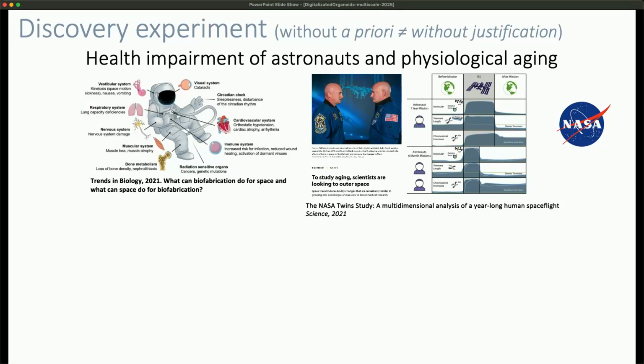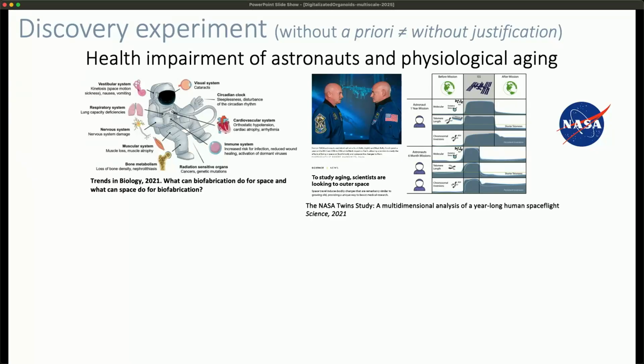So let's use this example actually of a discovery experiment. Clearly we didn't know what to expect about this experiment, but that doesn't mean that we do not have any justification to do a microgravity experiment with our organoid. So just a few words about that.